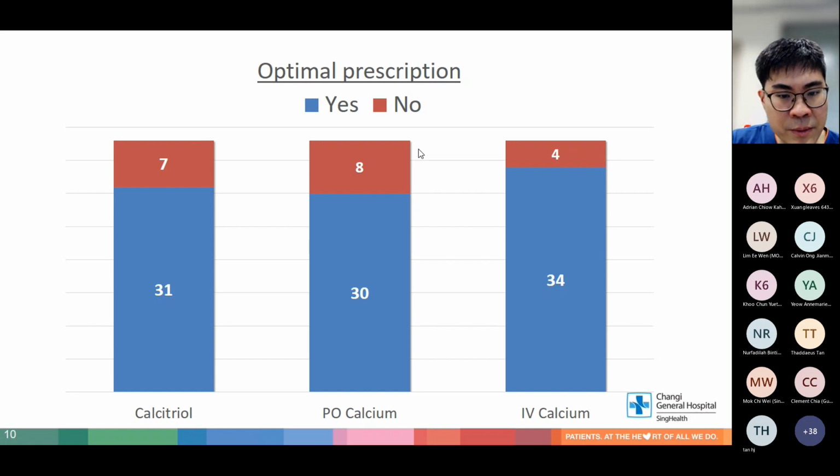Looking at it in a bit more detail, that is actually because the majority of the patients did not require IV calcium and therefore did not have IV calcium ordered incorrectly. So we'll be more focused on the oral calcitriol and oral calcium, because I think 20% is still a significant number that we should try to address.